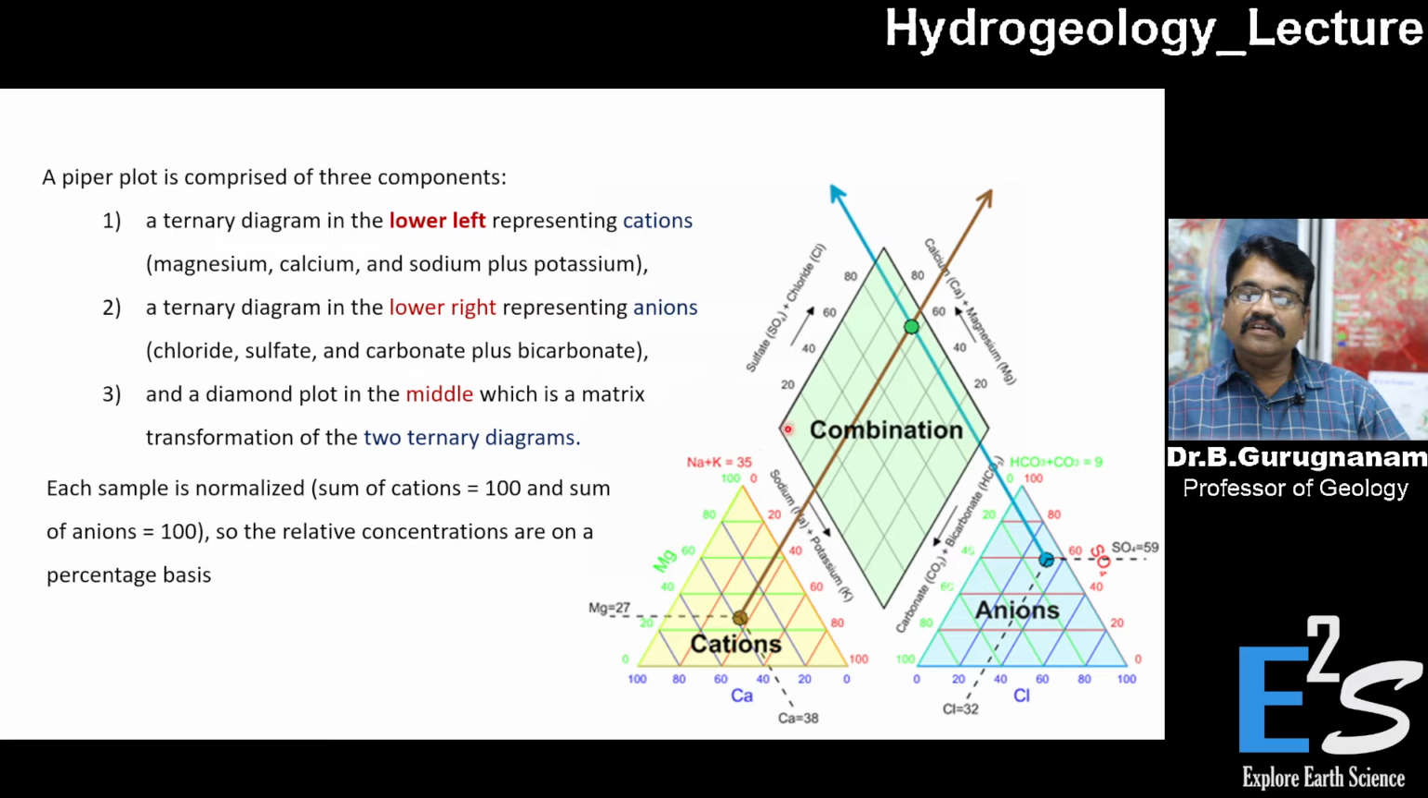And a diamond plot in the middle is a matrix transformation of the two ternary diagrams. This is one ternary diagram and this is the second ternary diagram. The diamond plot in the middle takes from the left to the top and from the right to the top, and then you have your mixing point. Each sample is normalized, that is, the sum of cations is 100 and the sum of anions is 100. So the relative concentrations are on a percentage basis on the diamond diagram, right?